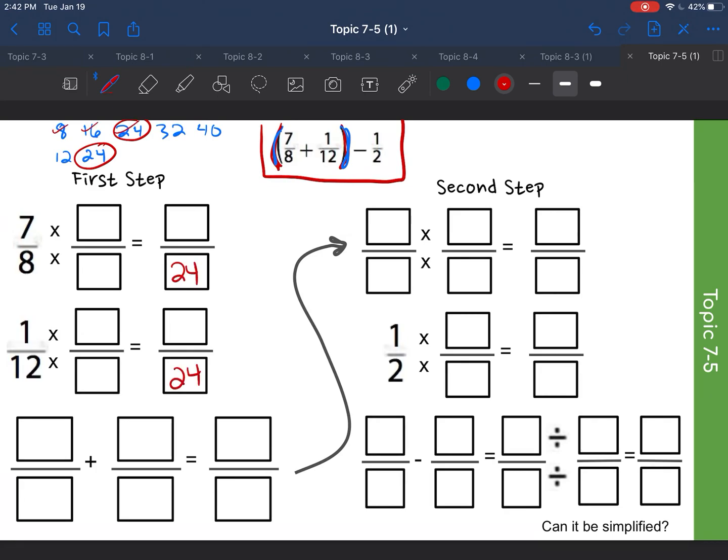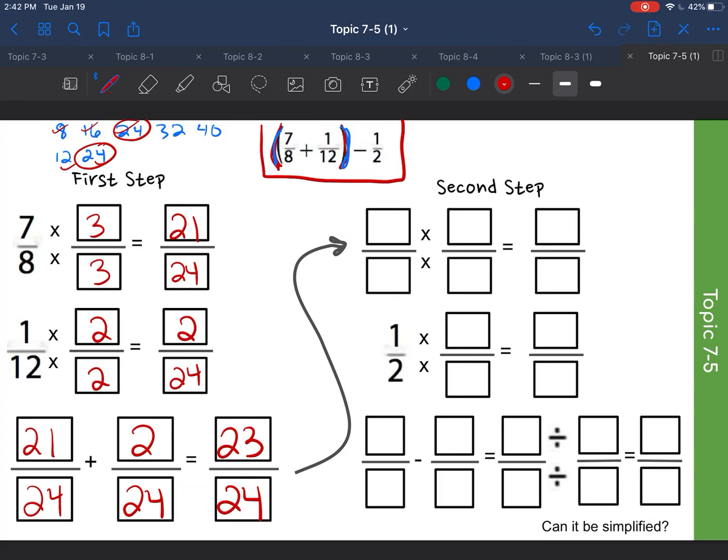8 times 3 is 24. 7 times 3 is 21. 12 times 2 is 24. 1 times 2 is 2. So we add 21/24 plus 2/24. And we end up getting 21 plus 2 is 23/24.